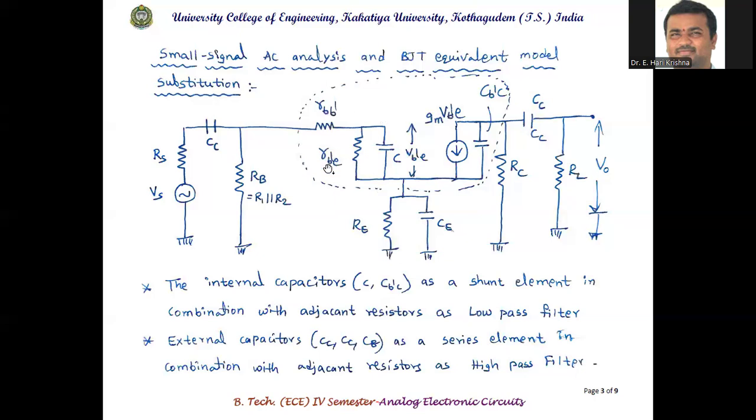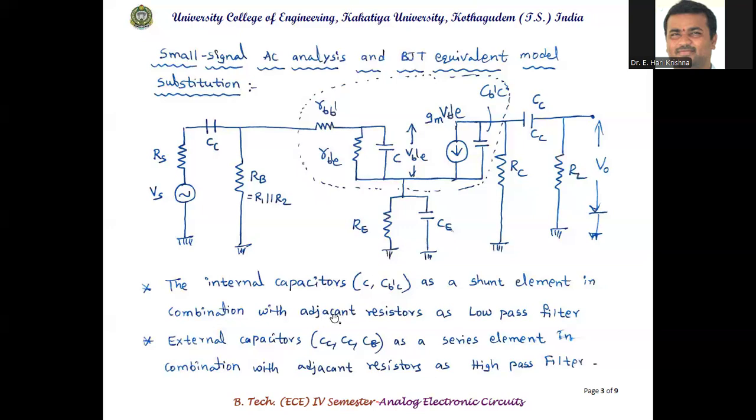RBB dash, RB dash E, and C, and the voltage across this parallel combination of resistor and capacitor is VB dash E, with a dependent current source in parallel with the capacitor. Then at the emitter terminal we have RE in parallel with CE, and on the output side RC connected to ground, a capacitor, then RL.